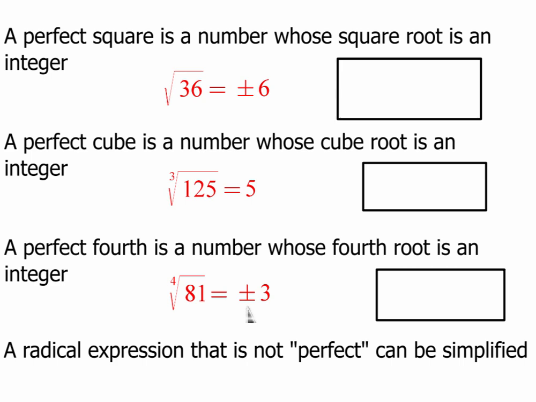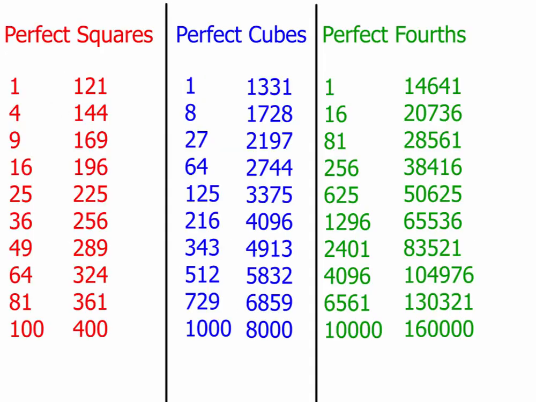We're going to discuss how to do that in this video. Now, in order to help you with that, these are the first 20 perfect squares, perfect cubes, and perfect fourths. For example, they start with 1. So this is 1 squared, 1 cubed, 1 to the fourth, and they go to 20. 400 is 20 squared, 8,000 is 20 cubed, and 160,000 is 20 to the fourth power. And we're going to be using these numbers as we simplify our radicals.